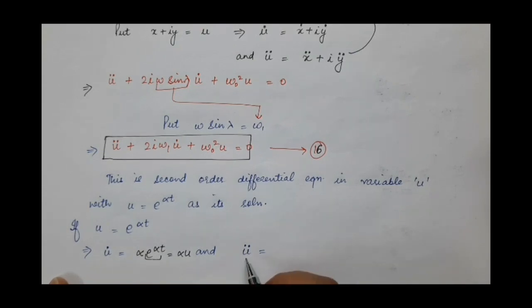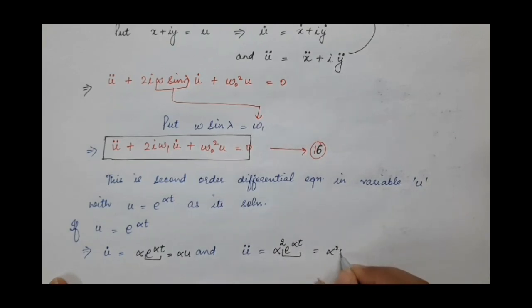Similarly, what will be the value of u double dot? Differentiate this again. You will get u double dot as alpha times the differentiation of e raised to power alpha t, which is e raised to power alpha t. And the differentiation of alpha t will be alpha. So that alpha and this alpha will become alpha square. And again, this is equal to u. So it will become alpha square u.